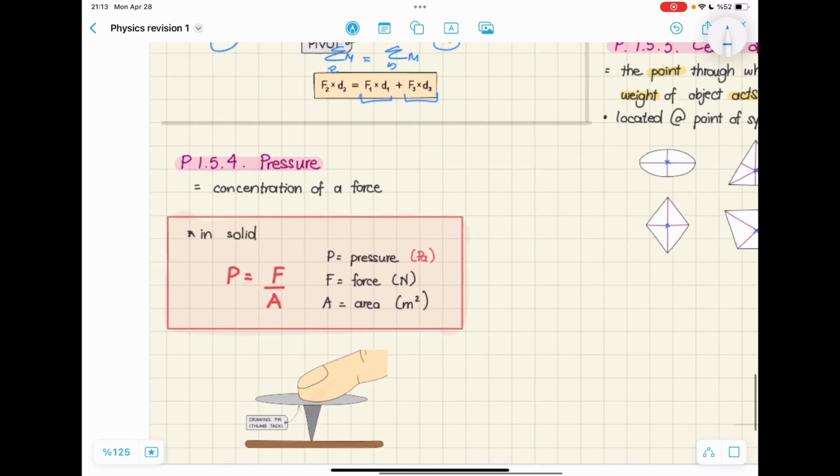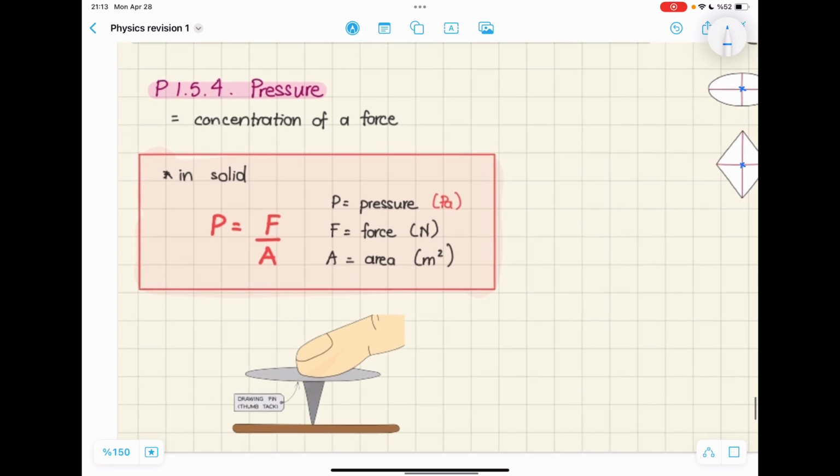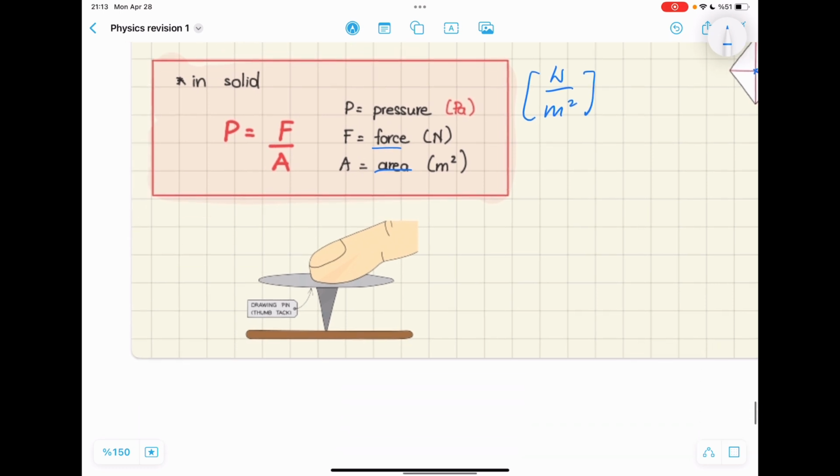And the last point here is pressure, concentration of a force. Concentration because it's related to the area. So pressure is force over area. It has a special unit which is Pascal, but this Pascal is really Newton over meter square. If you get something like a kilonewton or centimeter square, know that you cannot say that is Pascal unless you convert those units.